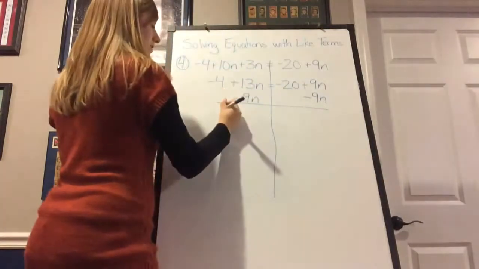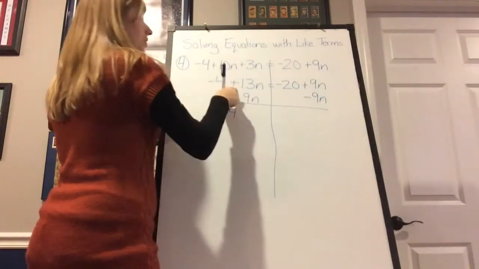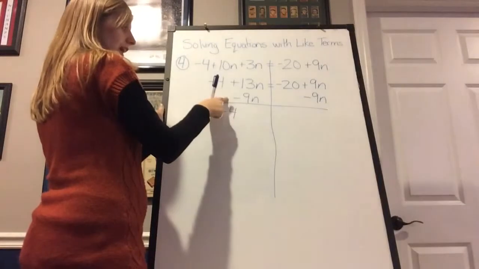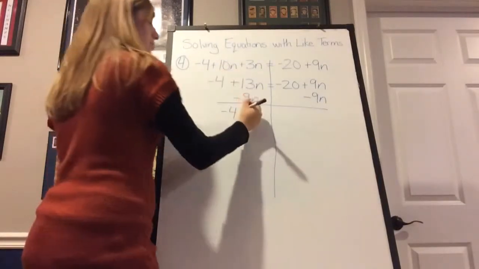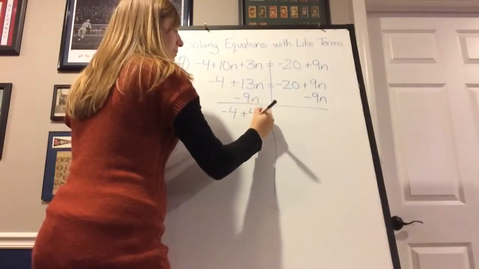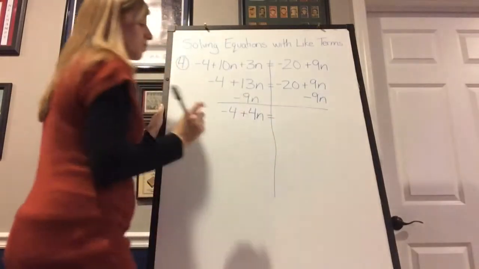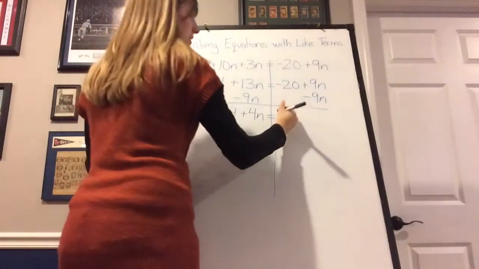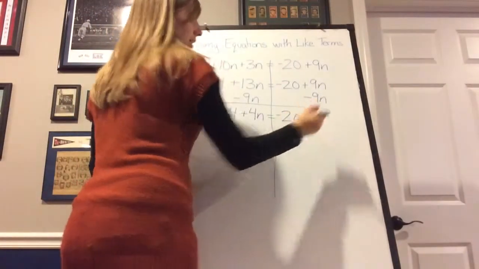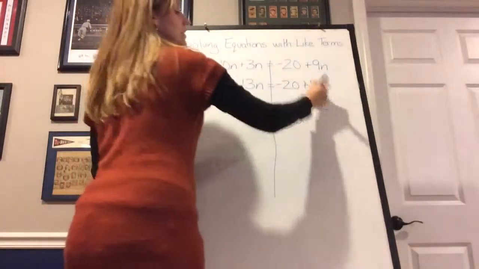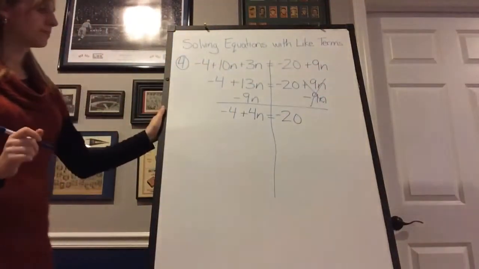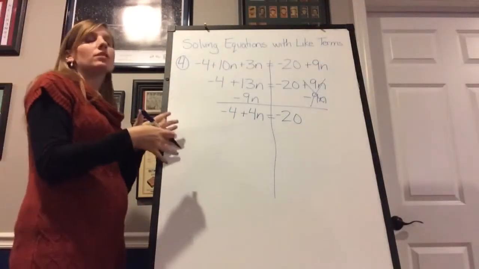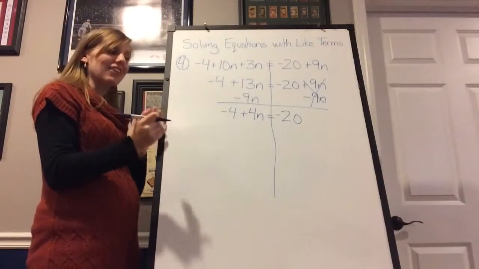The negative 4 stays the same. 13n and negative 9n, the signs are different. I subtract. Keep the sign of the bigger number, so it's positive 4n. On the right-hand side, the negative 20 has not been touched, so I just keep that the same, negative 20, and then cancel out the 9n's. So my letters are together on the left side.